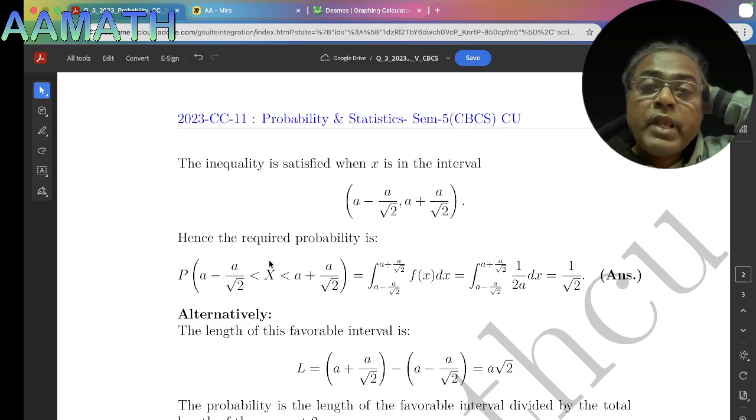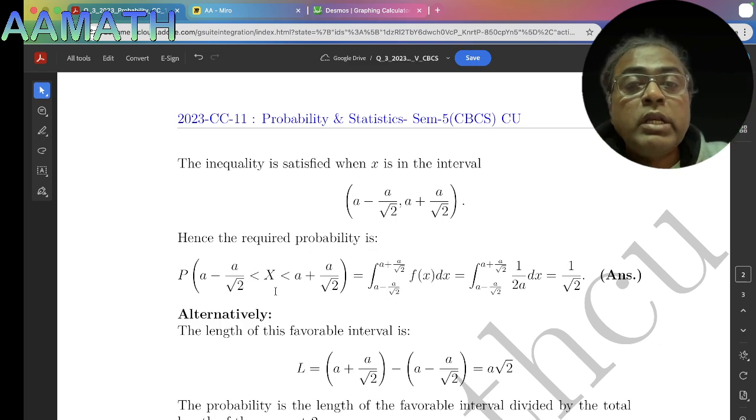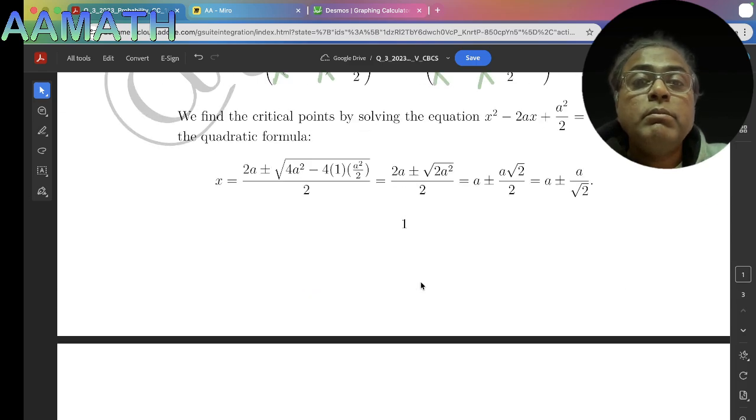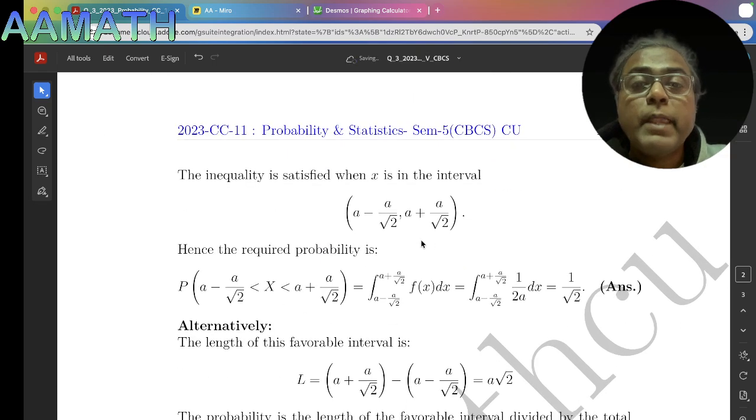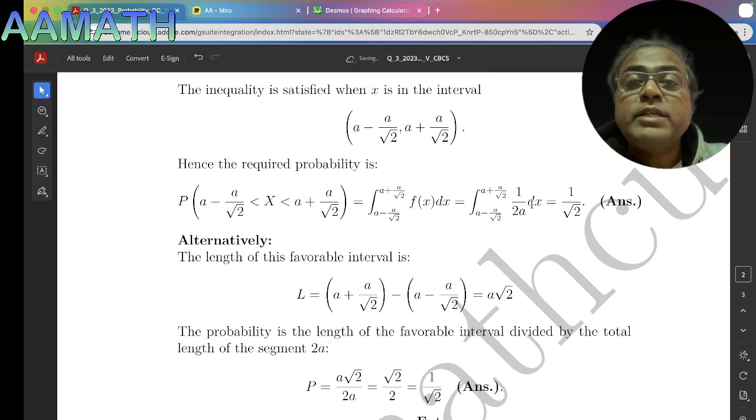So this is the definite integral with lower limit to upper limit of f(x), the probability density function for the continuous distribution. f(x) equals 1 by twice a, so we get 1 by twice a dx.